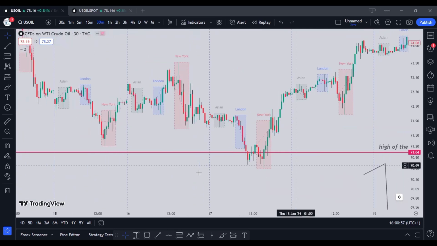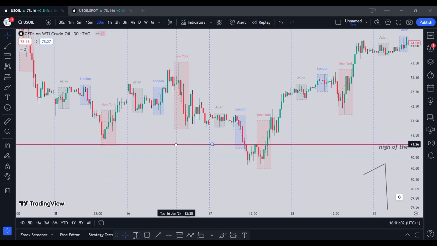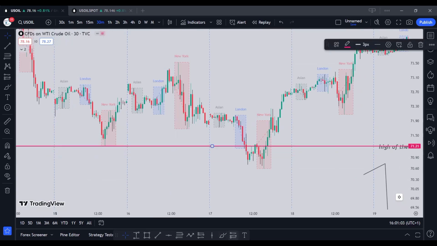Low of the week. This is Monday, Tuesday, Wednesday. Where is the low of the week? This is the lowest point of the week, this area right here. The market goes to the low of the week. Push 1, push 2, push 3. Break of structure. Dump and pump.